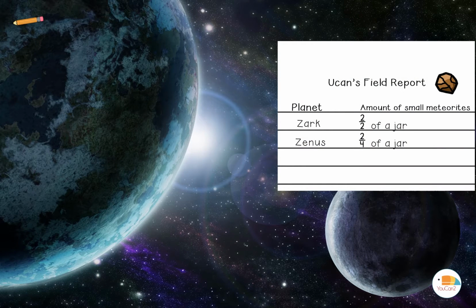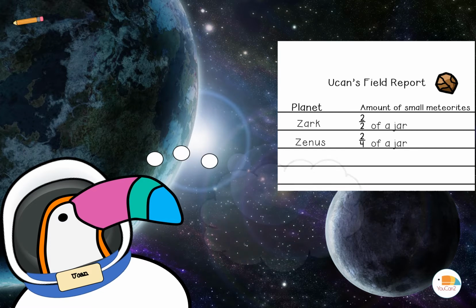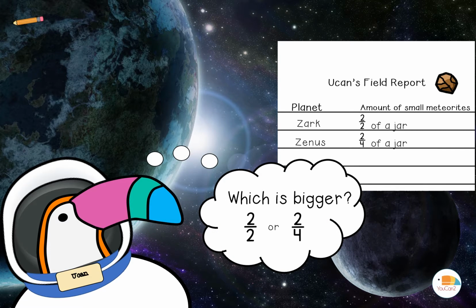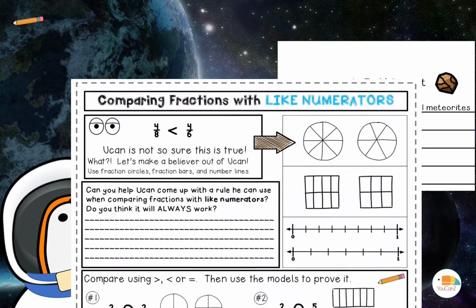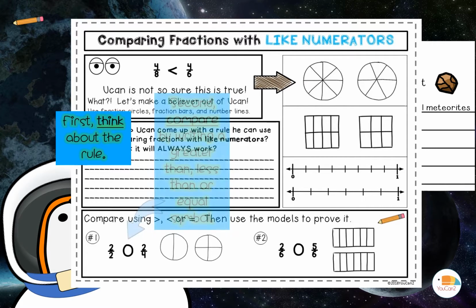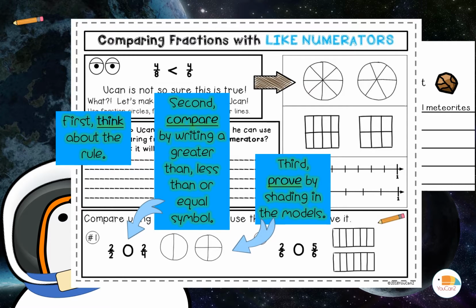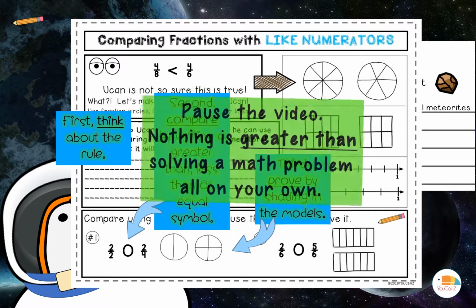Time for a pencil problem. This time we've got 2/2 of a jar of meteorites and 2/4 of a jar of meteorites. Which one's bigger? Check it out. The numerators are the same, which means we need to look at the denominator to see the size of those pieces. This is a 3-step process. First, you need to think before you draw pictures. Just think, what do you know about the rule that can help you solve this without drawing a picture? Then compare, and then last, prove it by shading the picture.